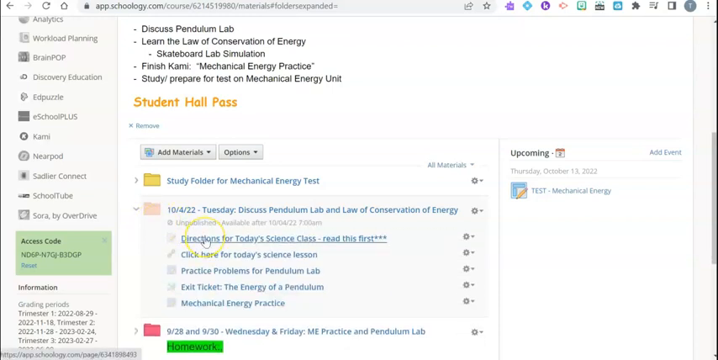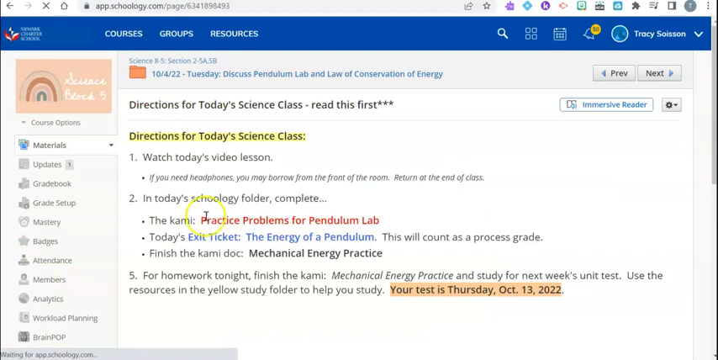If you click today's science class, it says directions for today's science class. Read this first, and it tells you what you need to do. You need to watch today's video lesson. You can click here to open the lesson, or you can get it from the folder. While you're watching the lesson, you're going to be filling out this CAMI. It says practice problems for the Pendulum Lab. You have an exit ticket that needs to be submitted today for a process grade.